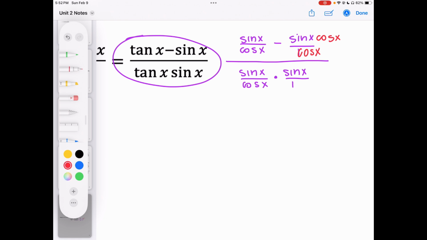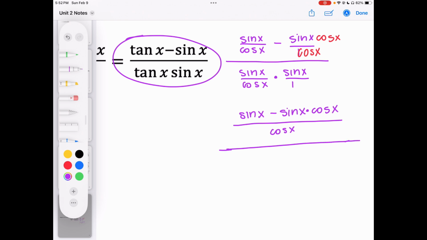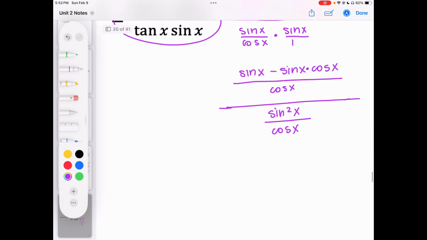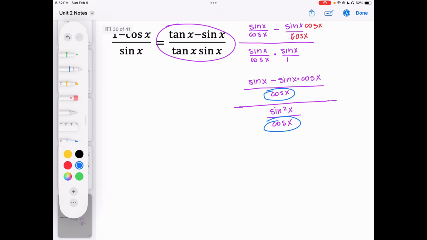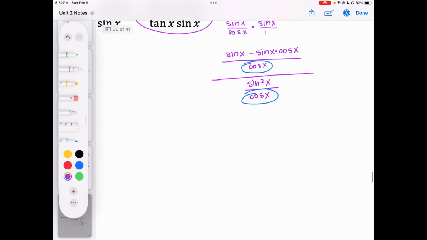Now I'm going to combine what I can. I'm going to have sine of x minus sine of x times cosine of x all over cosine of x, all divided by, so this is the bottom half, sine squared x over cosine of x. Now, both of these fractions are being divided by cosine. That is worth noting. So they are going to end up canceling out. So I'll go ahead and simplify. I know they're going to go away.